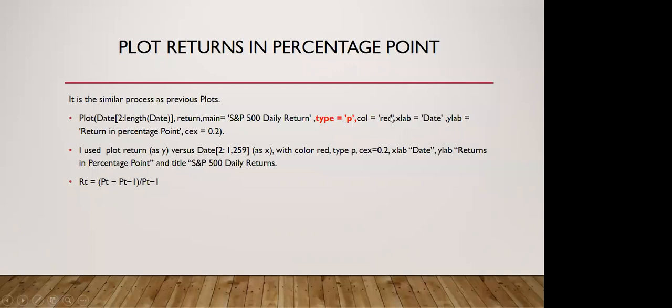And then the color, you can choose any color that you want. The xlab stands for the X axis, that is the date, and your ylab stands for the Y axis, that is the return in percentage point. And then I use the plot as I said before, it's the same thing. So here's the general formula for the percentage return, for the percentage point, sorry. And then next is how it looks.